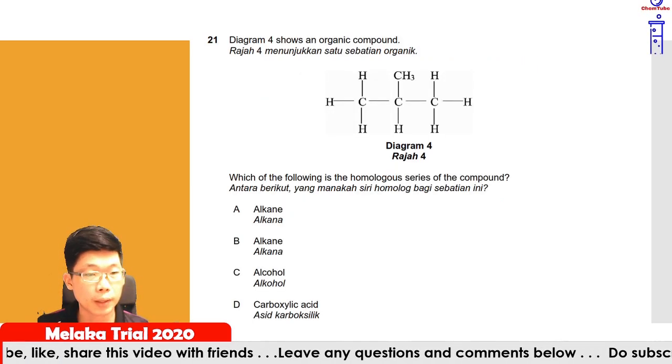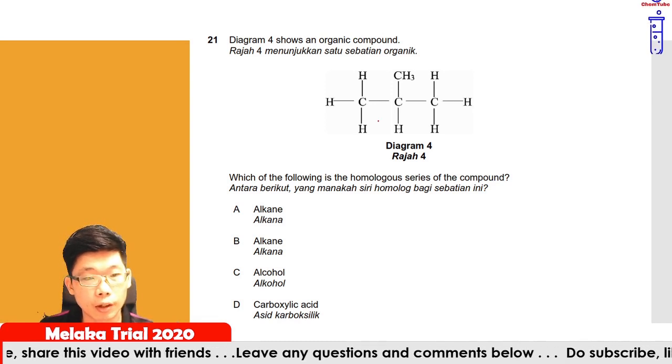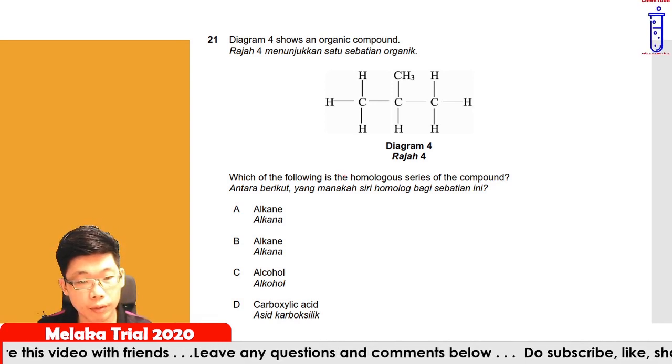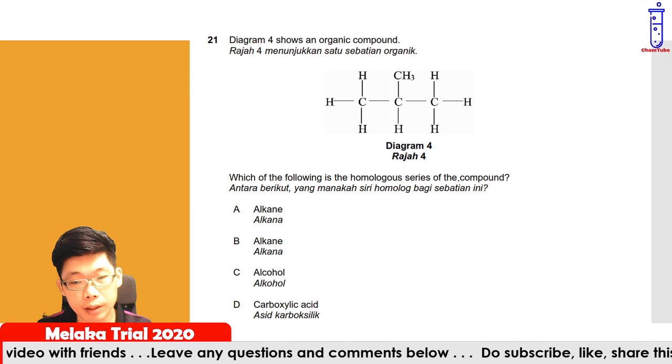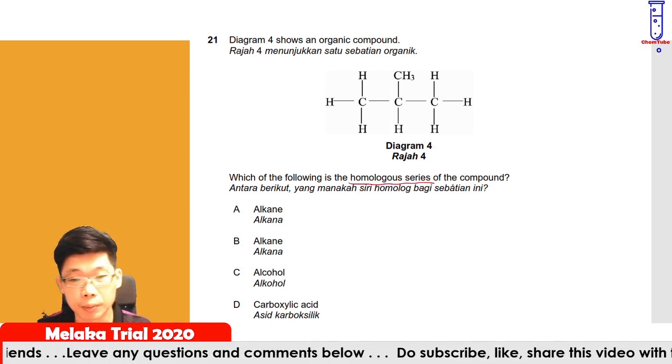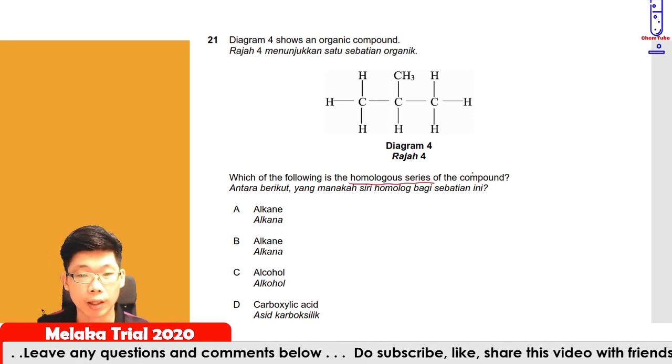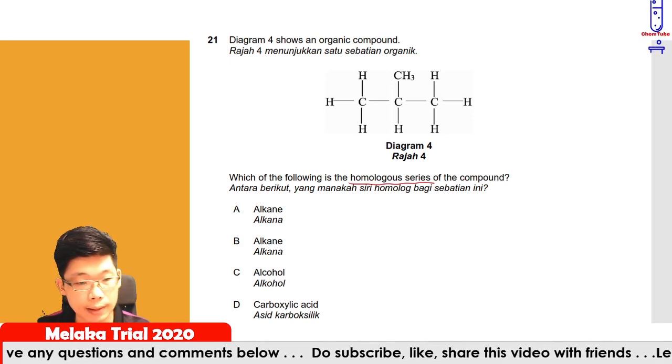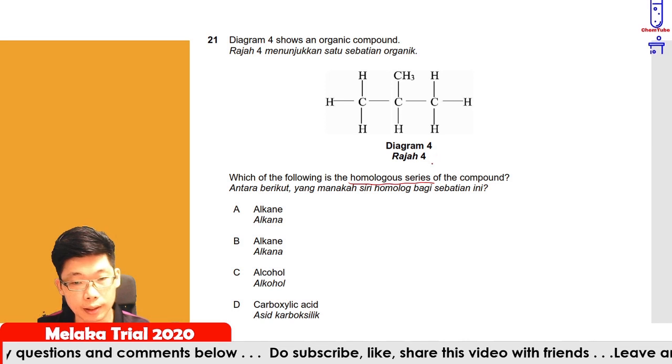Question 21. The diagram shows an organic compound. Which of the following is the homologous series of the compound? We have five homologous series at SPM level: alkane, alkene, alcohol, carboxylic acid, and ester. So which one is it?